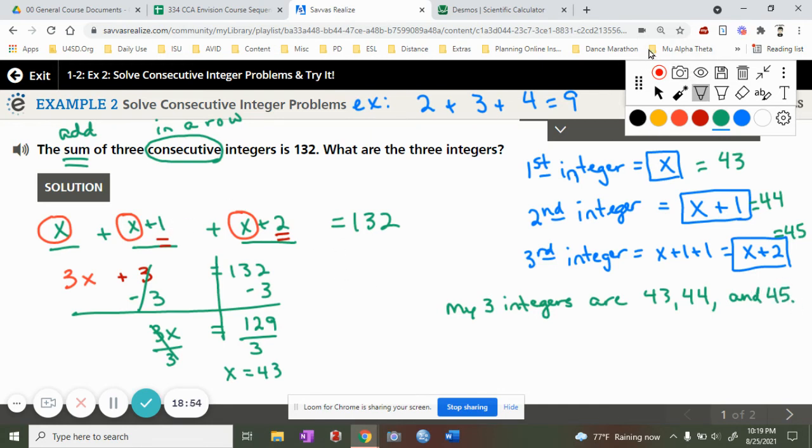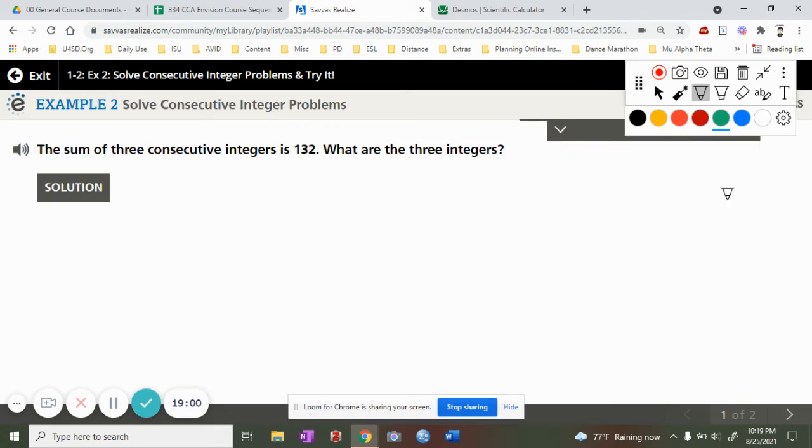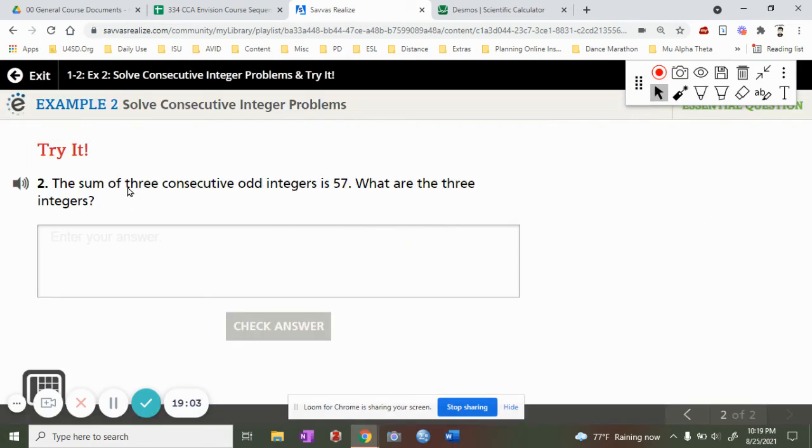Okay? So I want you to try one. The sum of 3 consecutive odd integers is 57. Interesting. So if I need my integers to be odd, I need 3 odd numbers in a row. So let's look at an example. 3, and then the next odd number is 5, and then the next odd number is 7.